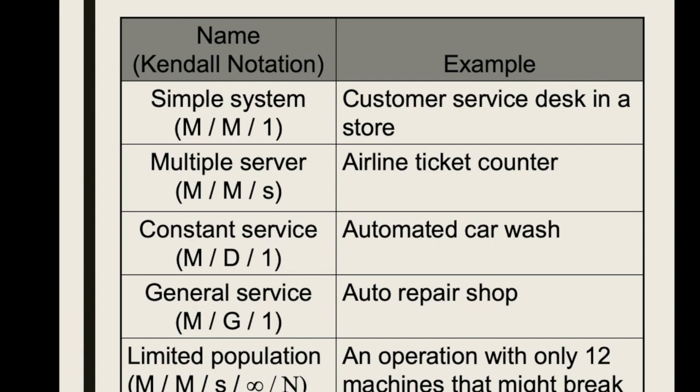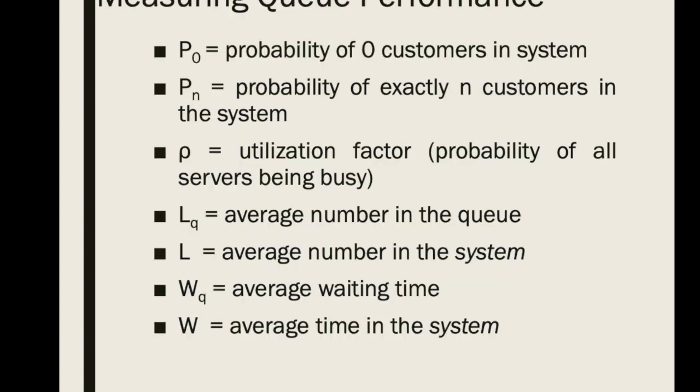Another one is an auto repair shop. In case of an auto repair shop, again the auto can come at any time, and repair time can sometimes be very small, sometimes very long. So it is very hard to define that distribution, so we can make it a general distribution. So M/G/1. And if it is a limited population, like if we have only 12 machines which can break down and have to be taken to a system, but there is no limit on the queue, and there are many parallel servers, we can represent it by M/M/S/infinity/N. So this defines the models.